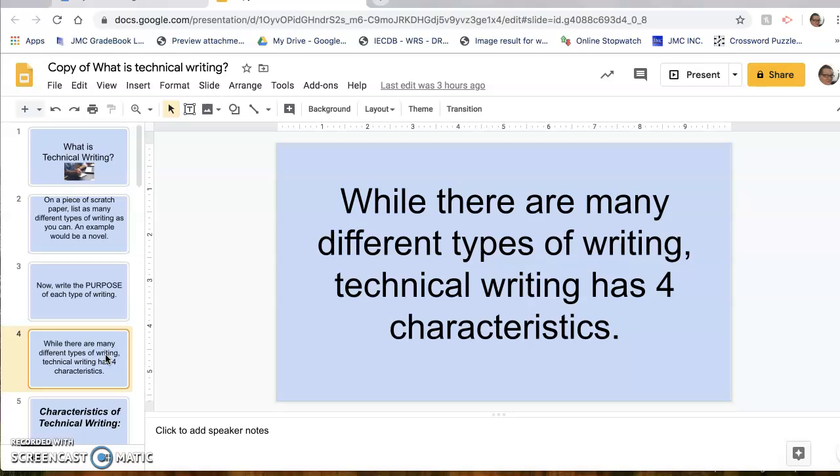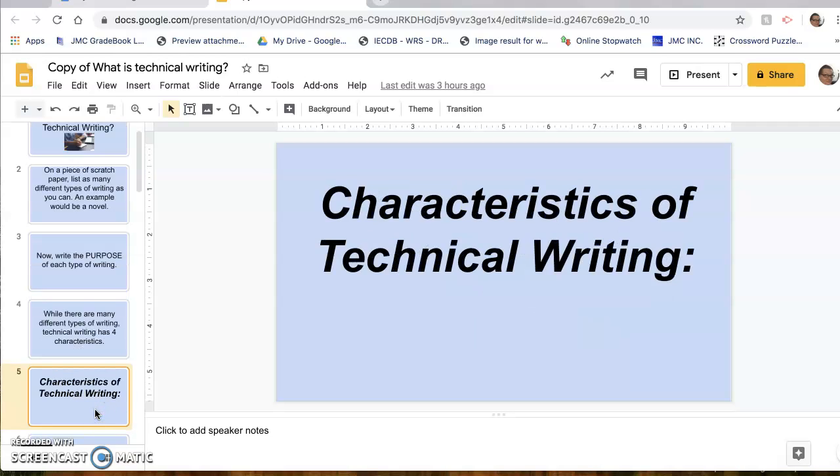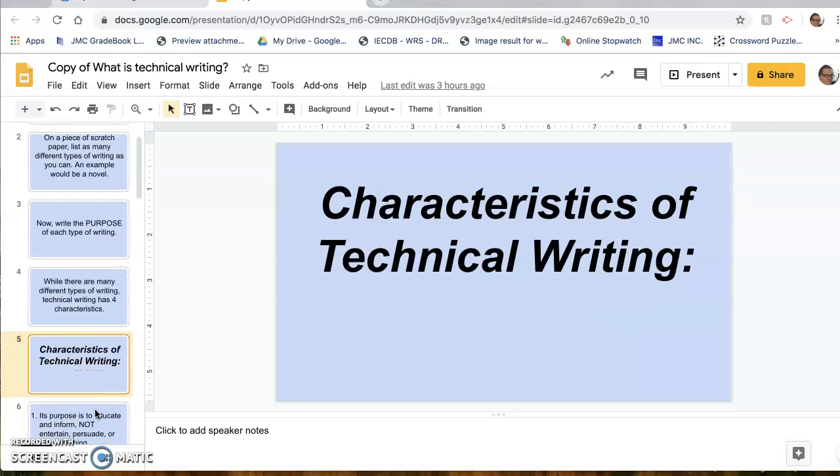Now, there are many different types of writing, and they all have different purposes and audiences and different reasons that we do them, read them and write them. But we're going to be talking during this class specifically about technical writing. And this type of writing has 4 characteristics that we're going to be learning about today. Here are the 4 characteristics.